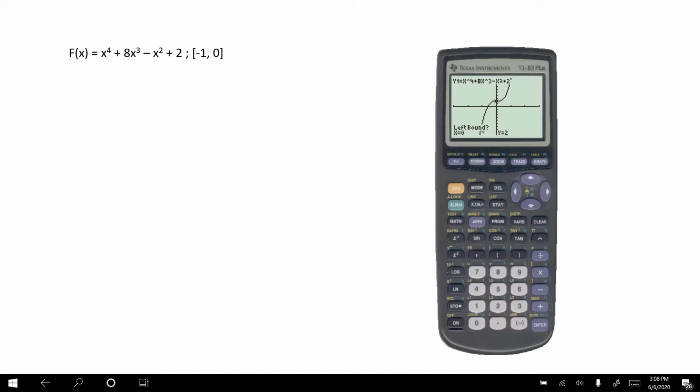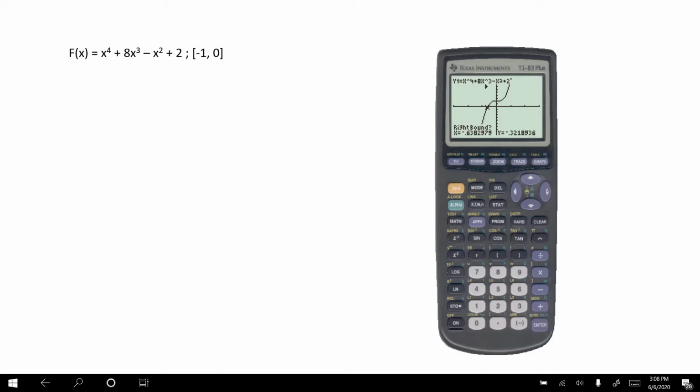And it's asking for the left bound, which means I need my blinking dot to the left of this x-intercept. And to the left of it, in this case, will be below it. So I want to be as below it as I can, but as close to underneath it as I can be. And that looks about right. And I'm going to hit enter. And notice it asks me for a right bound.